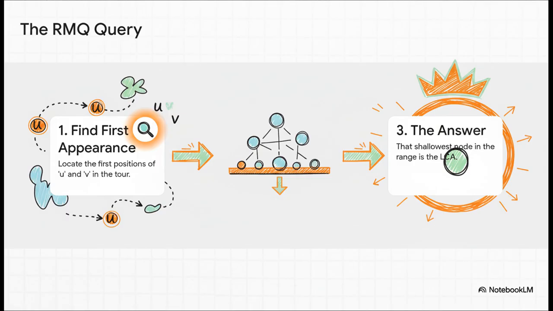To find the LCA of our two nodes, U and V, all we have to do is find the first time they showed up in our tour list. Then, we look at that slice of the list between those two spots and we just find the node with the smallest depth. That's it. That single, shallowest node in that range is, believe it or not, guaranteed to be the lowest common ancestor. It's an incredible transformation of the problem.